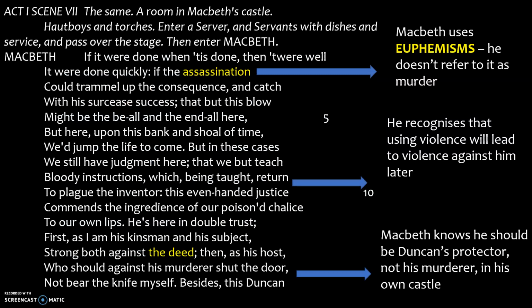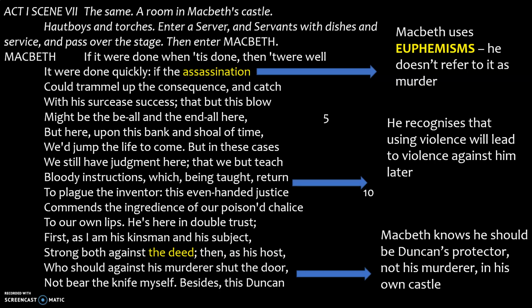It's a room in Macbeth's castle. They've been getting the meal ready. There's a big banquet going on, celebrating the victory in battle. And then Macbeth is left alone and he has this soliloquy. So remember, a soliloquy is when the actor is the only one on stage that we can hear, and it's his thoughts. He's speaking to the audience.